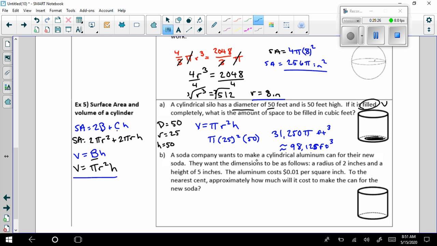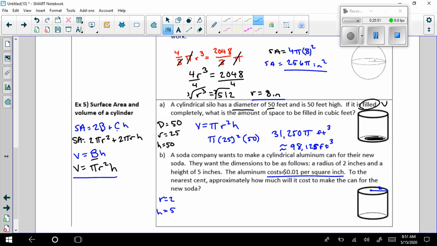All right, a soda company wants to make a cylindrical aluminum can for their new soda. They want the dimensions as follows: a radius of 2, a height of 5. The aluminum costs 0.01 per square inch. To the nearest cent, approximate how much it will cost to make the can of soda.